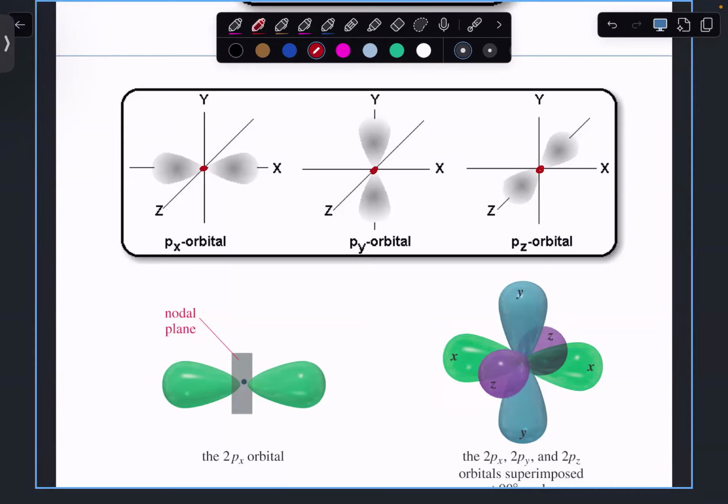Now, the other thing to note is that while electron density was highest at the nucleus for the S, we have a region here that we call a node, or nodal plane. A node is a region where there's no probability of finding an electron. Okay, so between the lobes of any of these 3 p orbitals, there is a node where there is 0 chance of finding an electron.